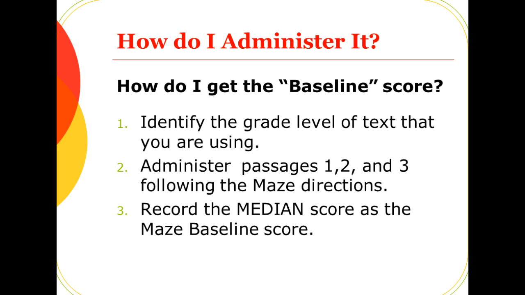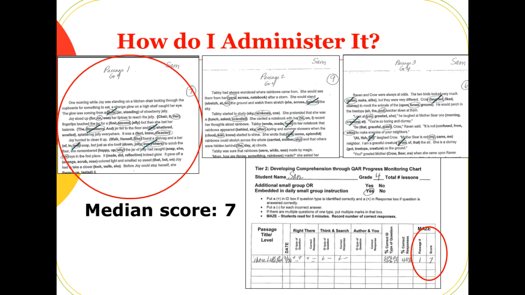How do I get that baseline score that it asked me to include? Well, the first thing you're going to do is identify the grade level of text that you're going to be using, and then for the baseline you need to administer passage 1 for 3 minutes, passage 2 for 3 minutes, and passage 3 for 3 minutes, following those maze directions. What you're going to do then is record the median score as the maze baseline score.